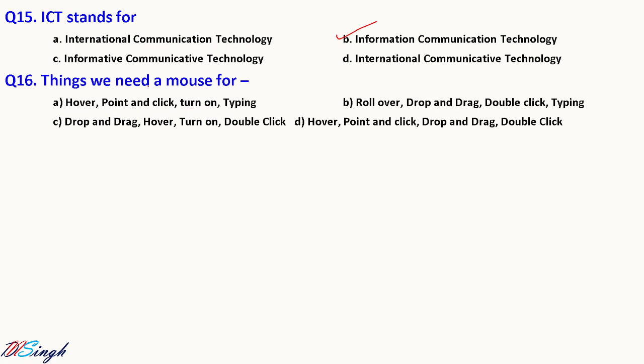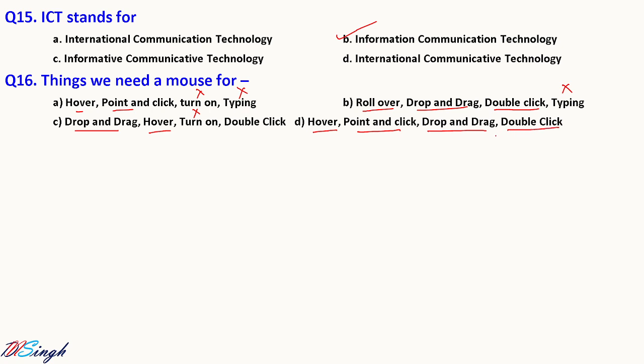Things we need a mouse for. So what can you do using a mouse? Hover you can do, point and click. Turn on you cannot do using a mouse. Typing you cannot do using a mouse. Roll over you can do using a mouse. Drag and drop also can be done. Double click can be done. Typing cannot be done. Drag and drop is allowed. Hover is allowed. Turn on is not allowed. Like hover, point and click is allowed. Okay. Drag and drop is allowed. Left click, right click is allowed. Double click is also allowed.